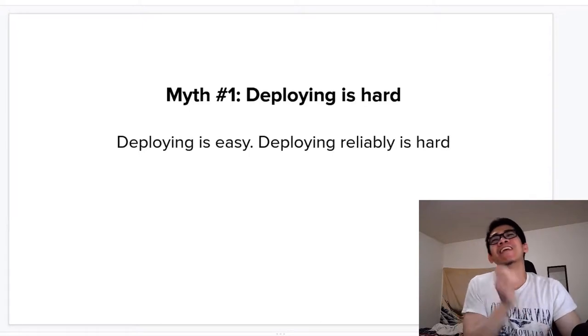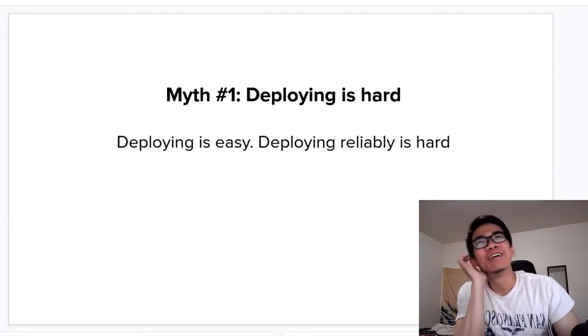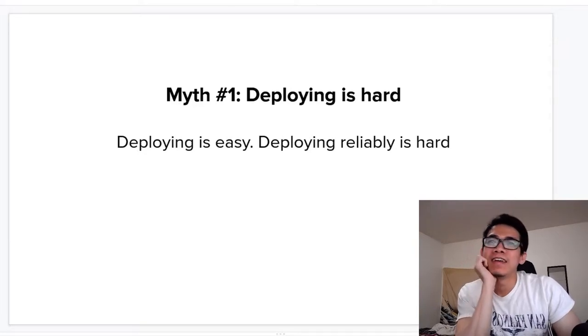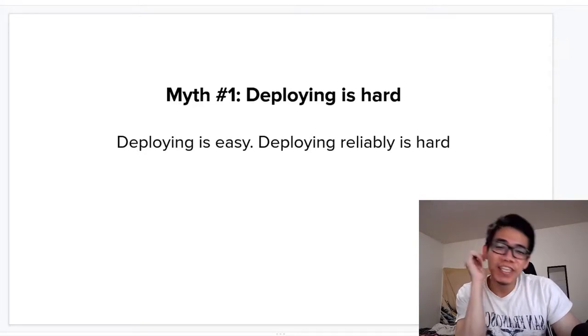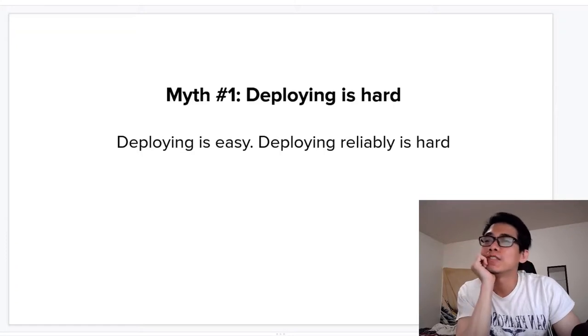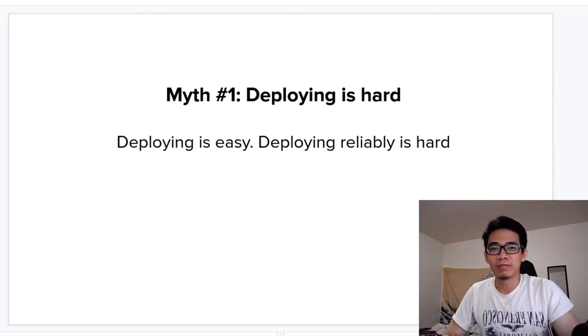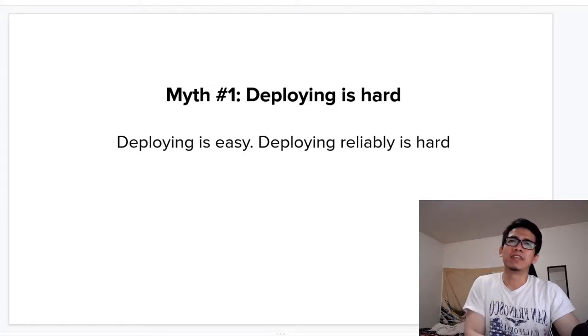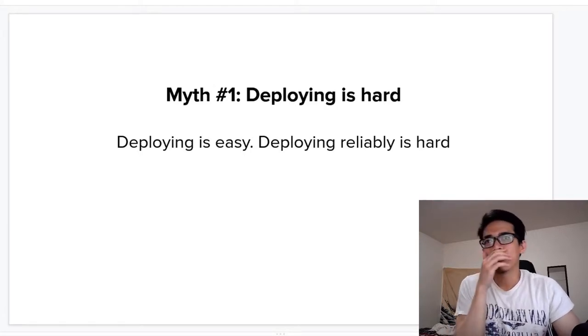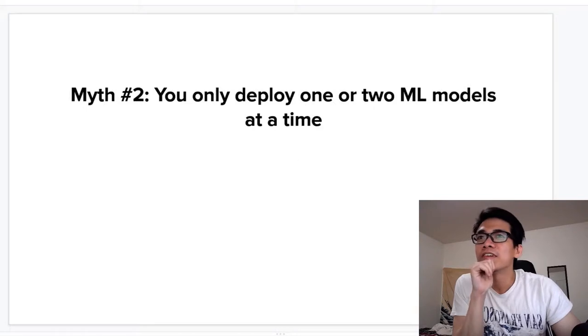Deploying is easy, deploying is hard. Why is it a myth? Deploying is easy. Deploying reliably is also easy. Mark my words, not just machine learning systems, any software system, deploying them reliably is easy. I don't see what's the point of this myth.